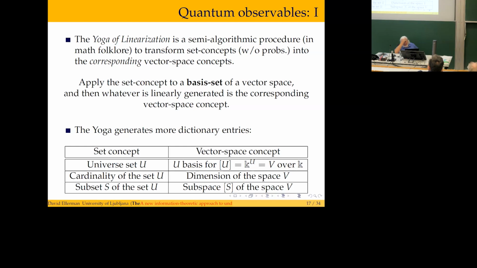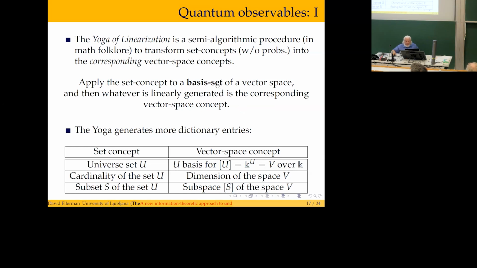Let's go to observables. So here, it turns out there's a semi-algorithmic procedure. It's part of the mathematical folklore used by Hermann Weyl and a bunch of other people, where you take set concepts and you translate them into vector space concepts. Giancarlo Rota, my mentor, used to call this a yoga. A yoga is not an algorithm. It's a procedure by which you transform concepts from one field into another field, and it's not totally rigorous. You've got to perhaps make some decisions as you do it, but that's the yoga of linearization.